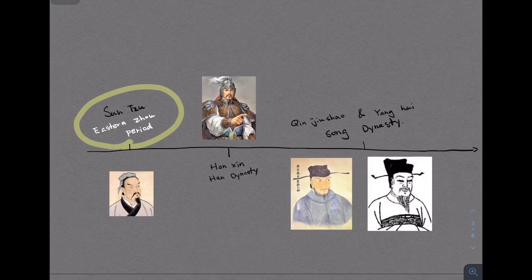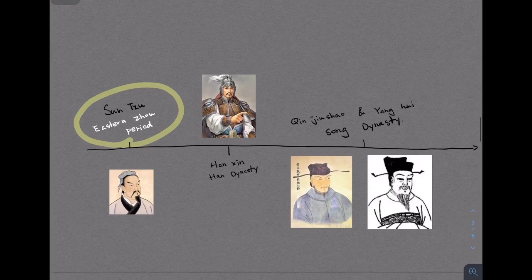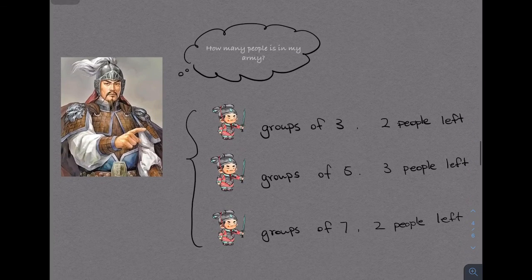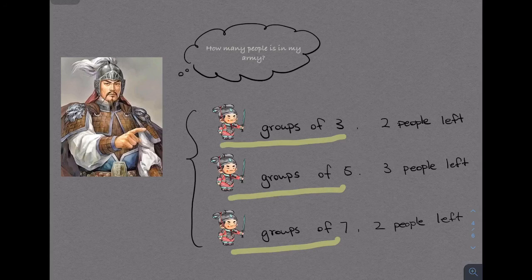So now I think we are ready for some math. According to the Chinese legend, there was one time Han Xin wanted to count his soldiers in his army. So he let the soldiers stand in groups of 3, and he got a remainder of 2. Then he let the soldiers stand in groups of 5, and he got a remainder of 3. And he asked the soldiers to stand in groups of 7, and he got a remainder of 2. So now he was wondering how many people are in his army according to this information.